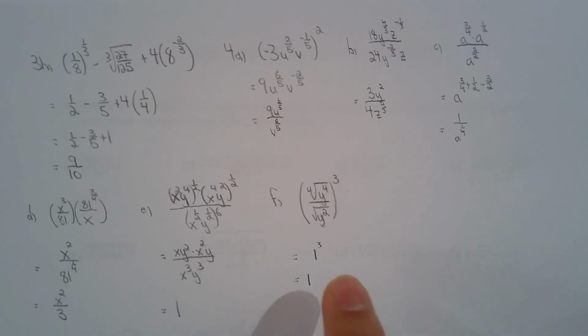Yeah, F is interesting. It simplifies to 1. But aside from that, this sheet is pretty straightforward.